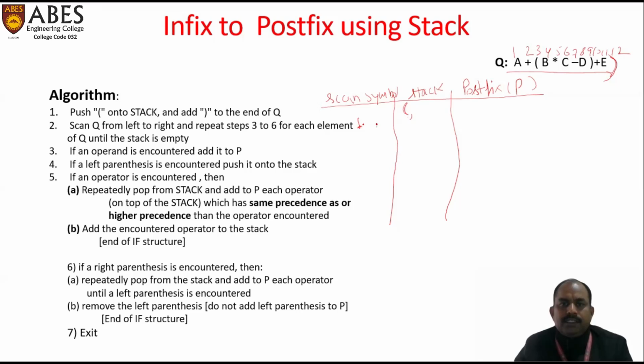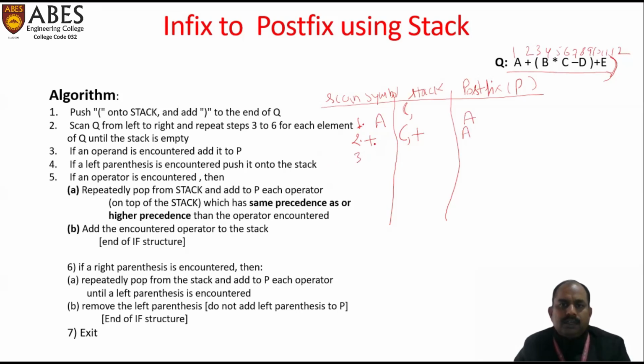The first symbol is A. This is an operand. If an operand is encountered, then add it to P. We have added A to expression P. In the second step, the next symbol is plus. If an operator is encountered and before it there is no operator, then we can simply add the operator onto the stack. Now the top of the stack is plus, and the expression is A.